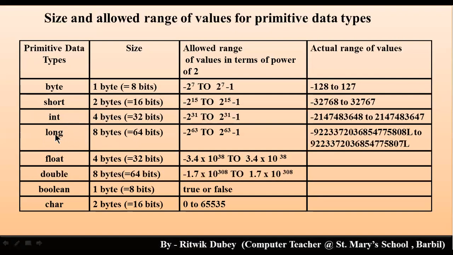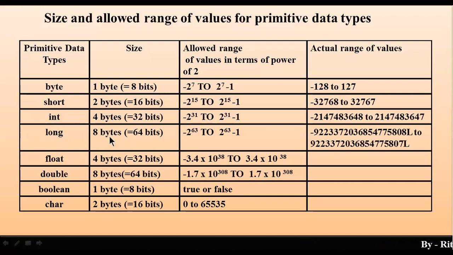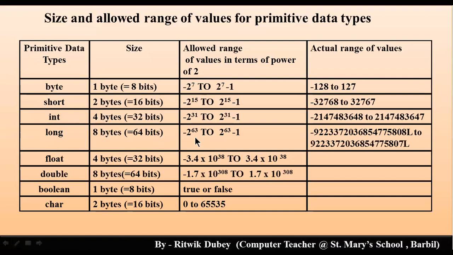Now, if the data type is long, I mean, if you declare a variable with data type long, then the memory size allotted to long data type is 8 bytes, that is equal to 64 bits. 64 minus 1, it is 63. So what is the range in terms of power of 2?